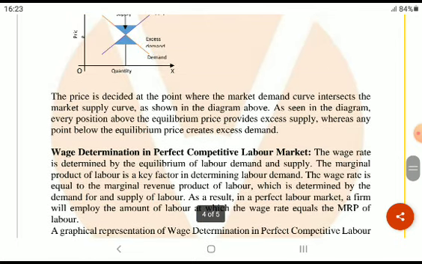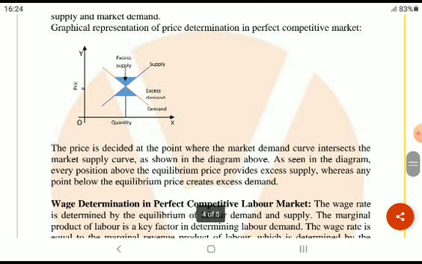The price is decided at the point where the market demand curve intersects the market supply curve, as shown in the above diagram. As seen in the diagram, every position above the equilibrium price provides excess supply, whereas a point below the equilibrium price creates excess demand.